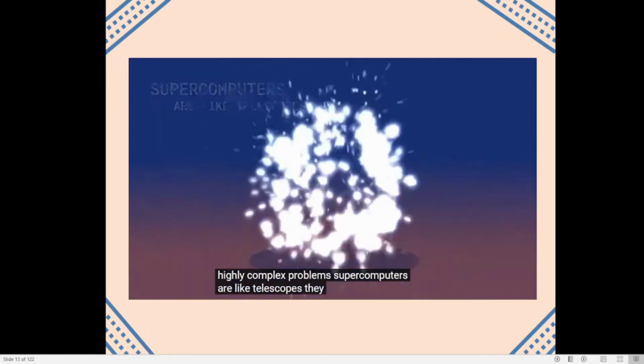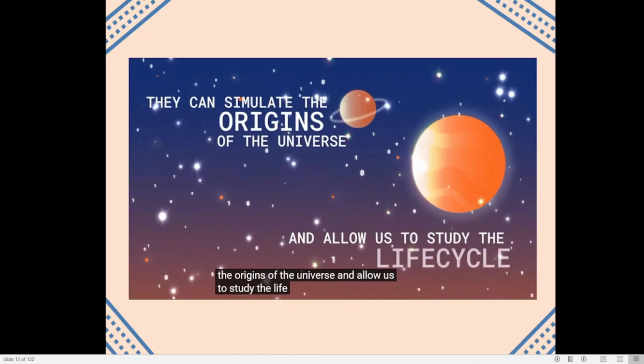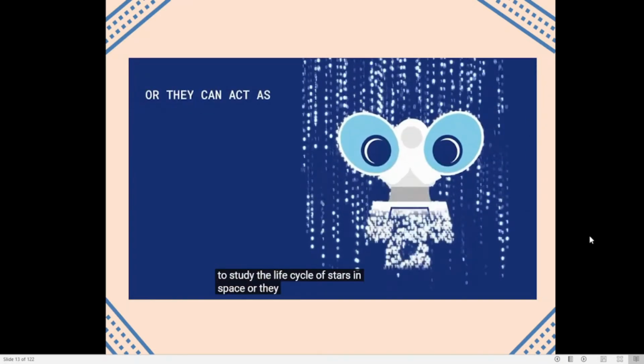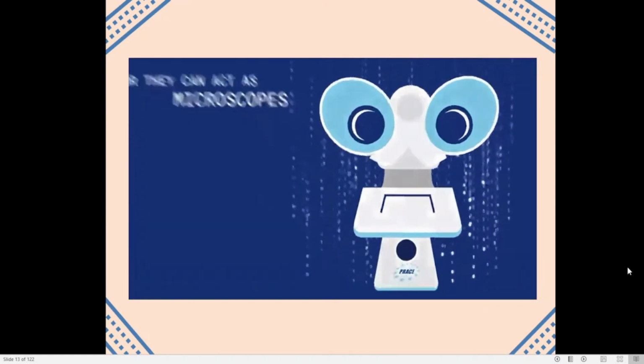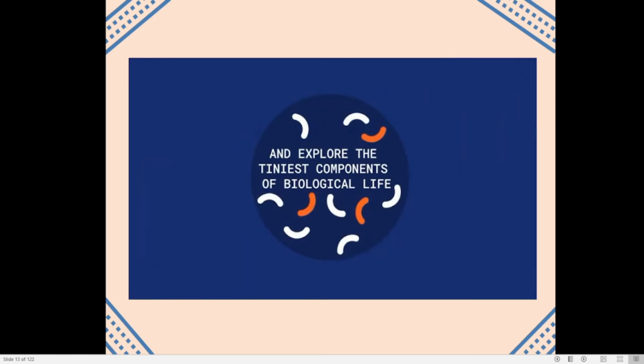Supercomputers are like telescopes. They can simulate the origins of the universe and allow us to study the life cycle of stars in space. Or they can act as microscopes, enabling us to zoom in on molecular level reactions and explore the tiniest components of biological life.